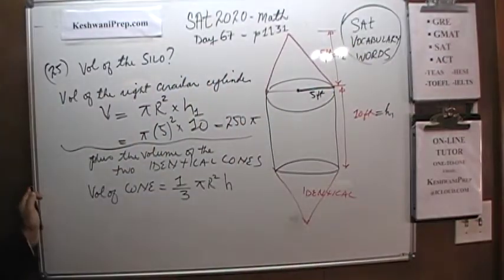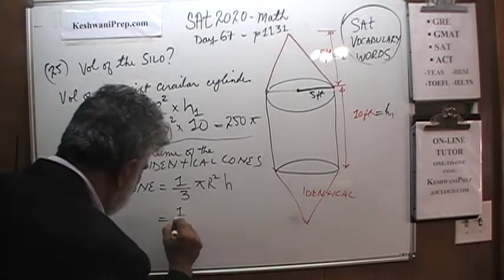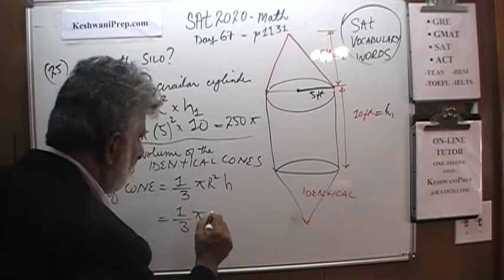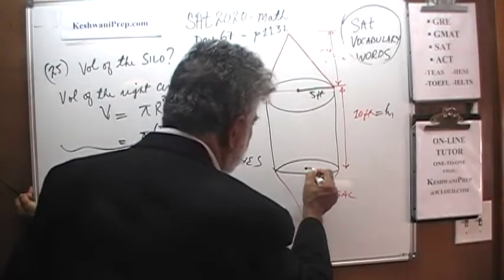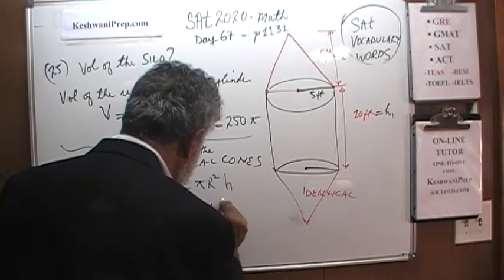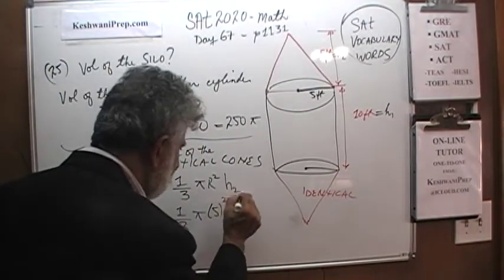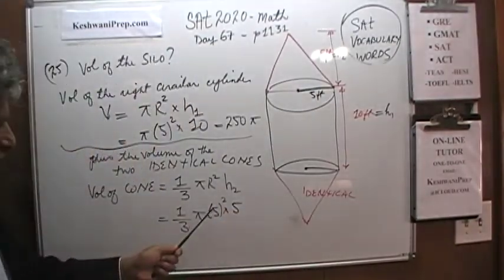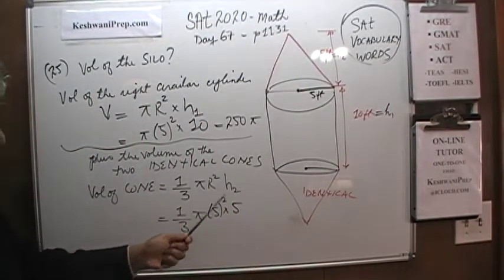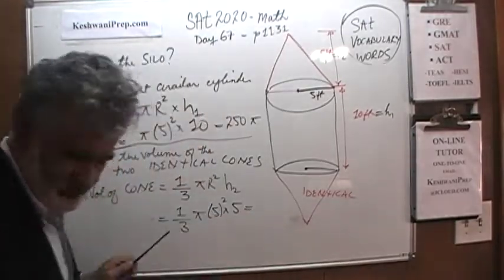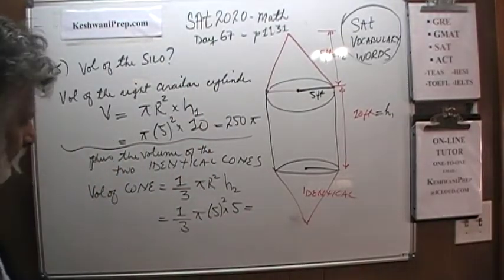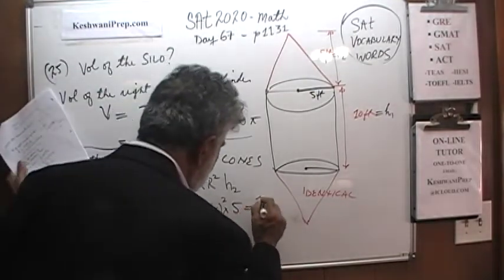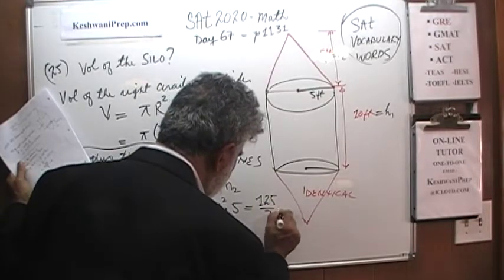which is 5 feet. So 1/3 times pi, which we're just going to write as pi right now, r squared. Again, it's the same thing, 5 squared. But this time the height, h2, is only 5 feet. So 25 times 5 is 75. And that is not what I have in my notes. 25 times 5 is not 75, it is 125. 125 over 3 pi.